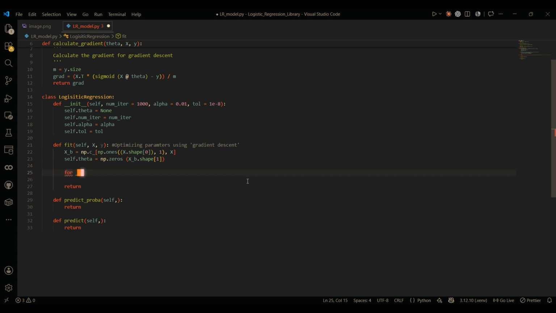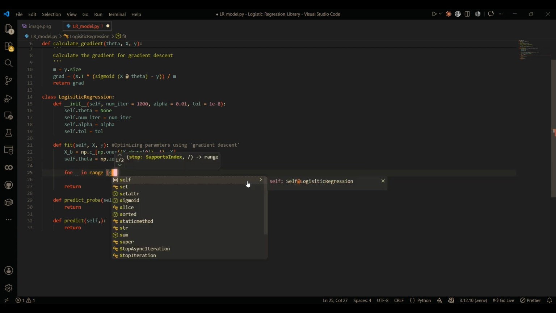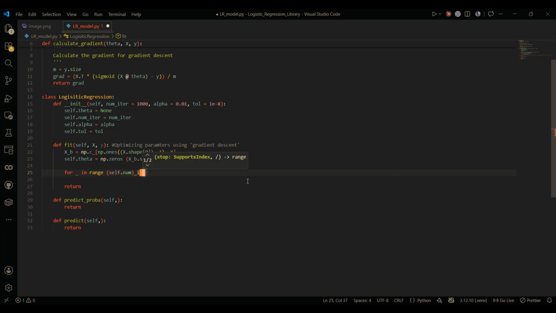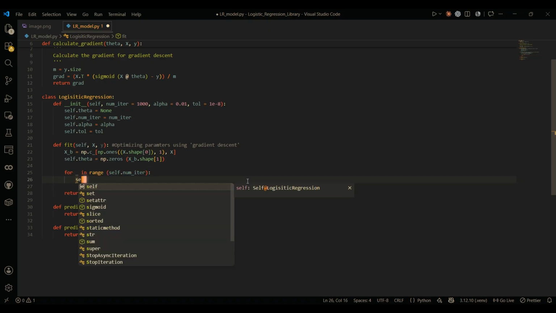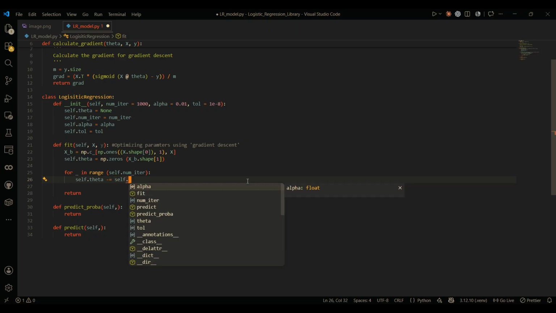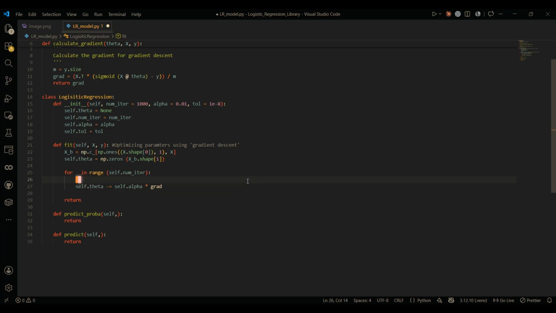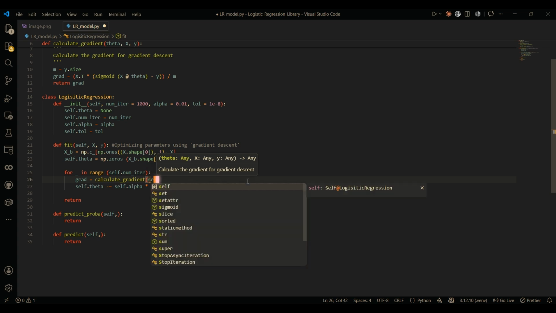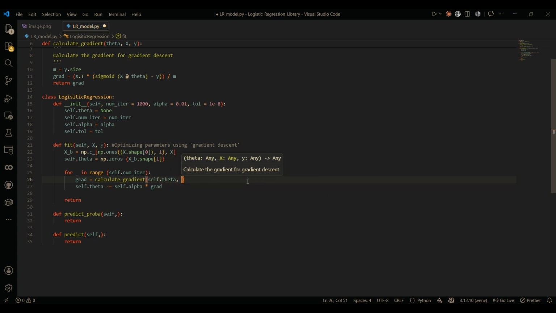Yep. For i in range, we'll do num_iter times right here. So theta will subtract from itself alpha multiplied by gradient, and we'll have to calculate the gradient right here, which is calculate gradient, and then we input theta, x, and then y.